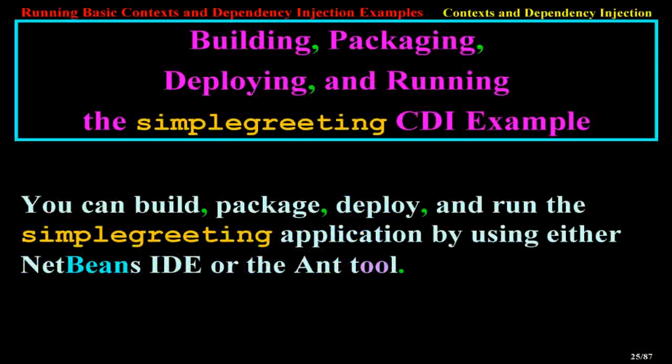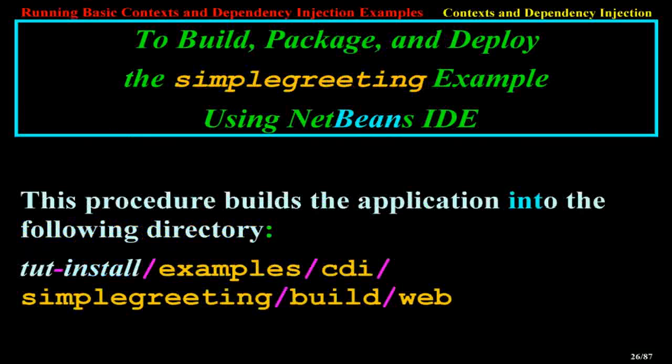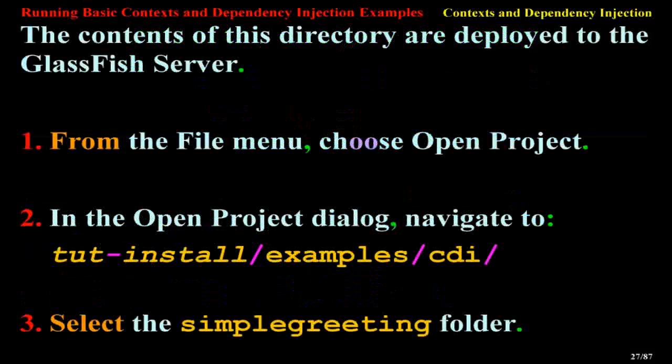Building, packaging, deploying, and running the simplegreeting CDI example. You can build, package, deploy, and run the simplegreeting application by using either NetBeans IDE or the Ant tool. To build, package, and deploy the simplegreeting example using NetBeans IDE, note that this procedure builds the application into the following directory: tut-install/examples/simplegreeting/build/web. The contents of this directory are deployed to the GlassFish server.